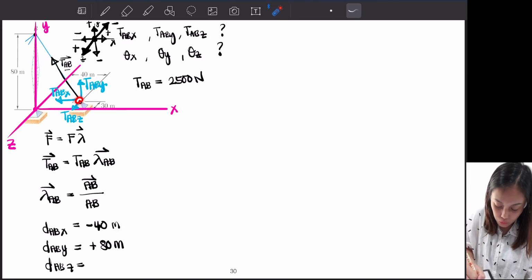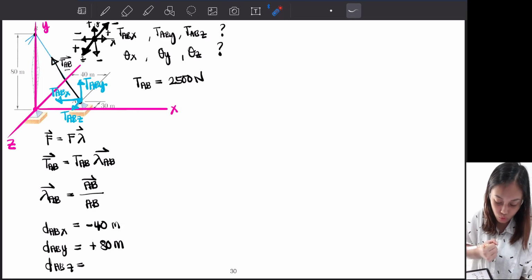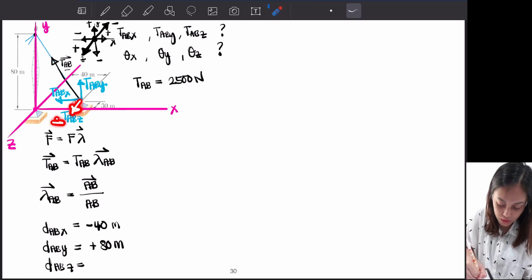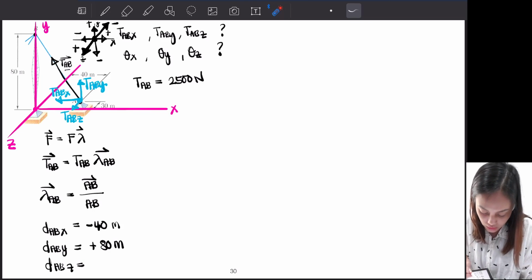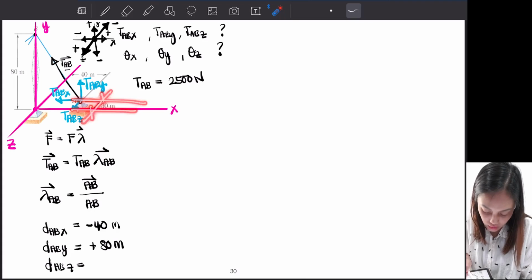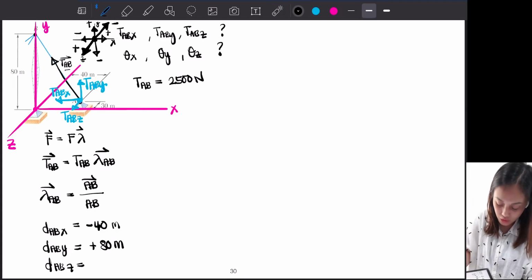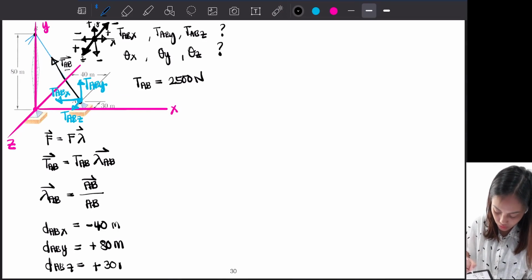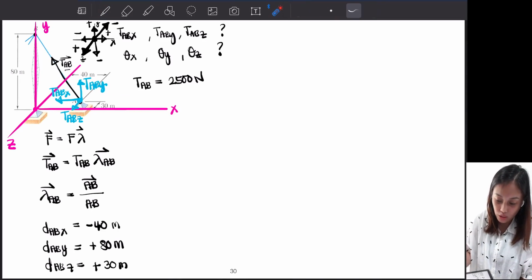Then, the distance between A and B along the z-axis. Look at the z-axis, its x component is pointing towards you. When it is pointing toward you, the value is positive. What is its distance along the z-axis? Look at the figure. Its distance is 30 meters. So, this is positive 30 meters.